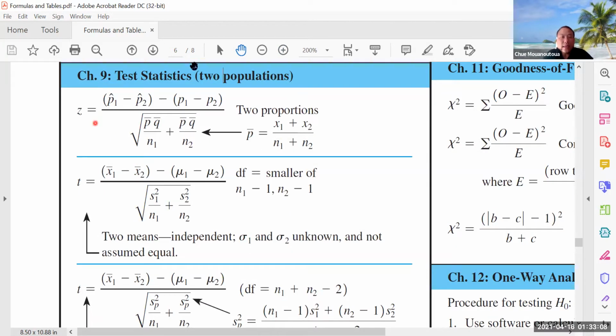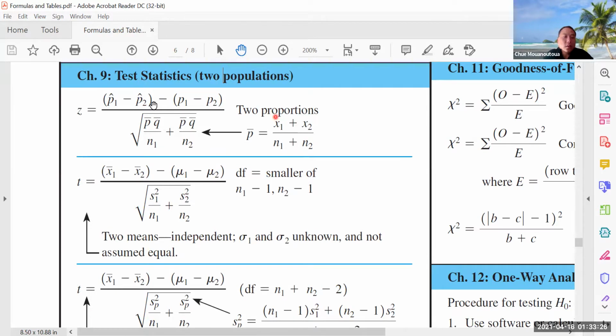Now, chapter 8 is about one sample or one population. Chapter 9, we're going to extend it to two populations. So you're going to have two samples for two populations.